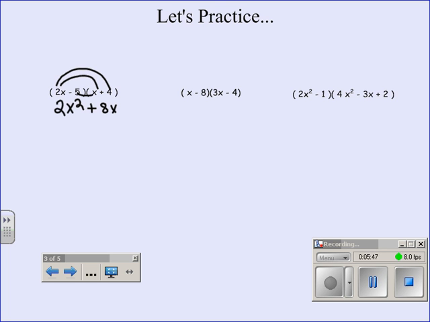I then multiply my negative 5 times my x. Watch for that negative, negative 5x. And my negative 5 times my 4, and I will get a negative 20. My problem is not completely done until I have simplified my terms, my expression. So when I'm looking at this problem, I can see the only things I'm going to be able to combine are the middle numbers. So then I'm going to have 2x squared plus 8x plus negative 5x is going to be 3x minus 20. And I've multiplied my two binomials together.